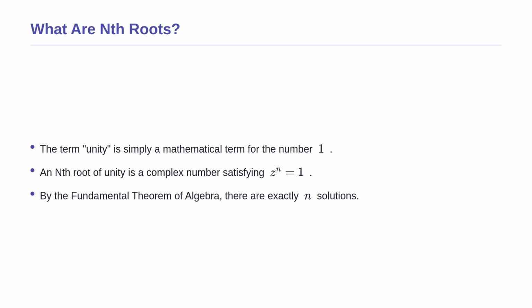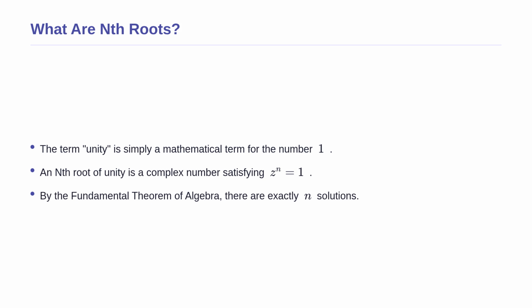Before we look at any equations, let us understand why this concept matters. In mathematics, the word unity is simply an old-fashioned term for the number 1. When we talk about the nth roots of unity, we are looking for special complex numbers that, when multiplied by themselves a certain number of times, bring us right back to our starting point of 1.